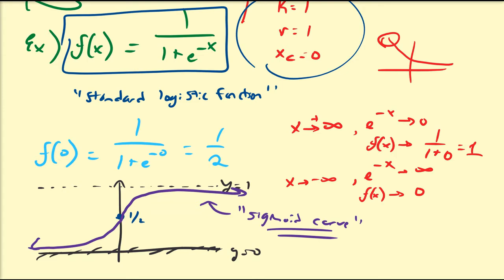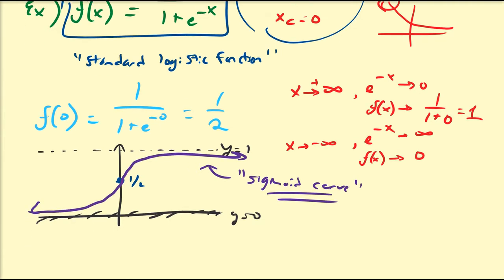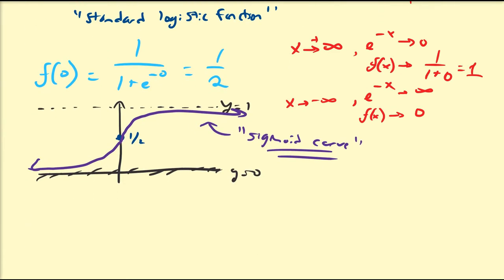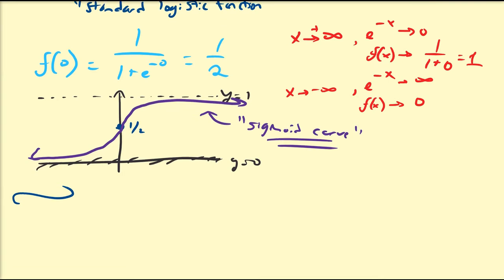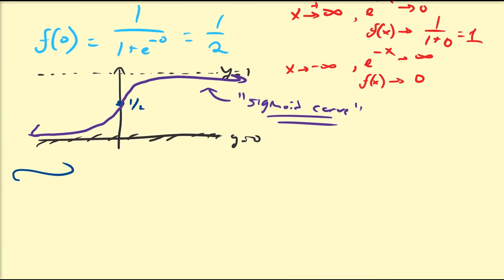This function isn't an even function. It's not symmetrical at the origin, therefore it's not odd. But it definitely does have some sort of symmetry associated to it. So let's see if we can derive a property for the symmetry of this standard logistic function, and then we'll get back to the general logistic function in just a moment.